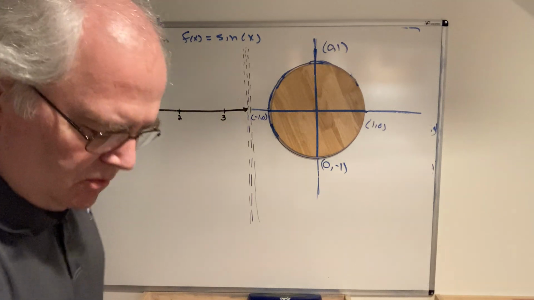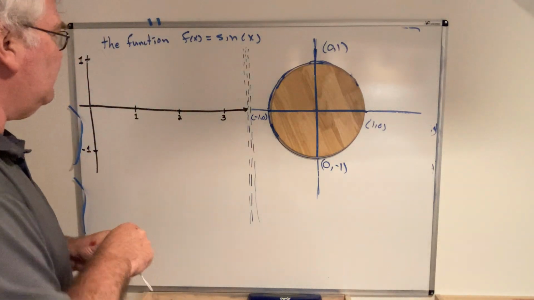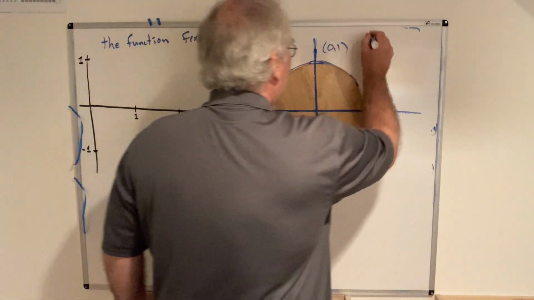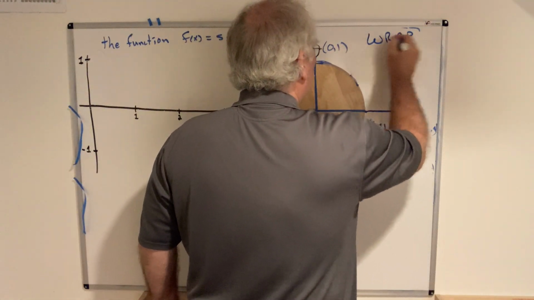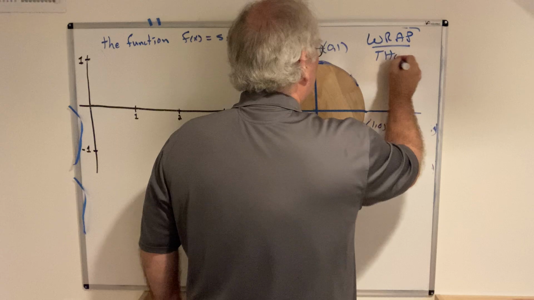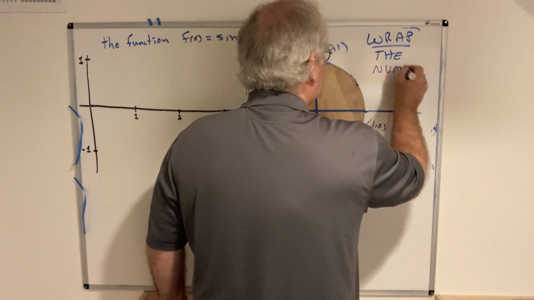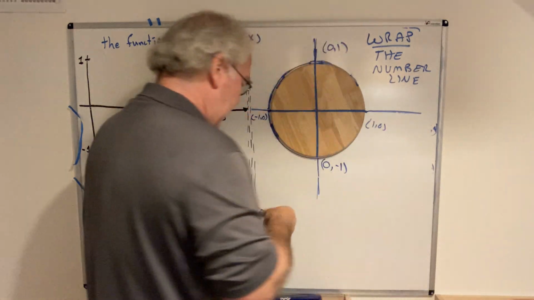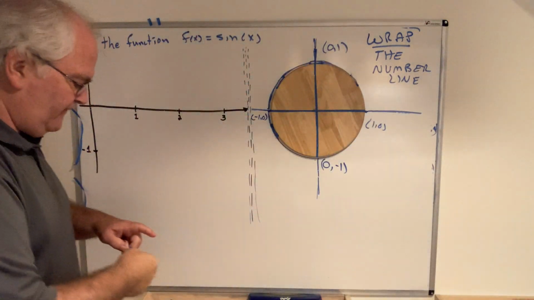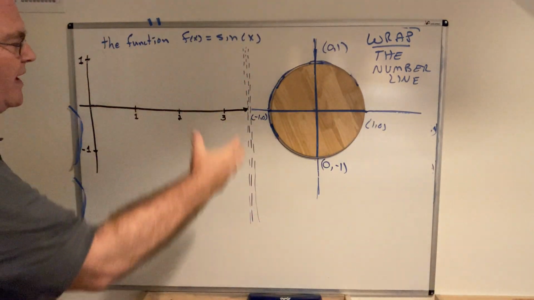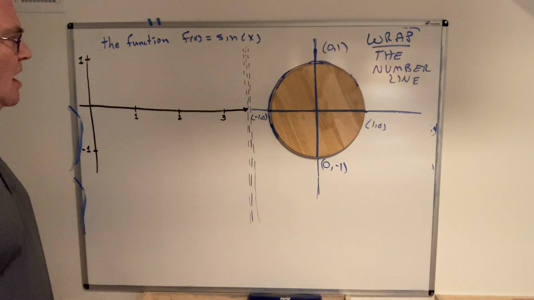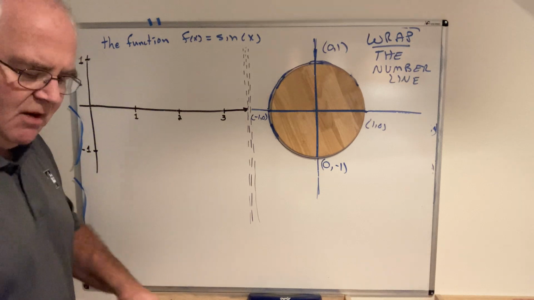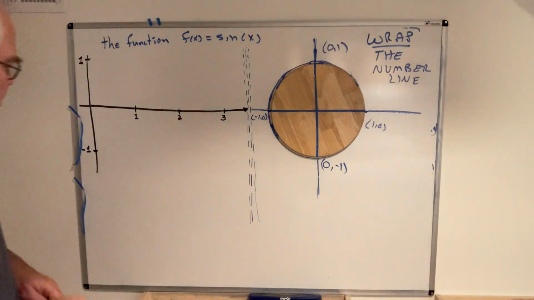And now what I'm going to do with this is something that we haven't really discussed before. But there's a notion that we're going to call wrap, W-R-A-P, wrap the number line. And it corresponds to a sort of physical process. And once we have this notion of wrapping the number line, it's going to allow us to talk about this function in the same way that we've talked about other types of functions.